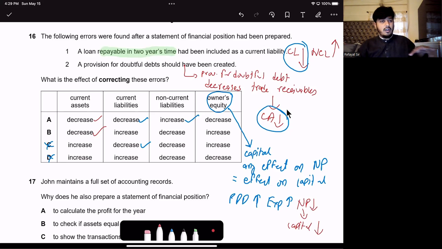You don't have to go through all the hurdles of going to the equation of asset minus liability. No need. So since provision for doubtful debt is an expense, creating a provision for doubtful debt is increasing expense and decreasing net profit. Therefore, owner's capital will also decrease. A is the right answer.